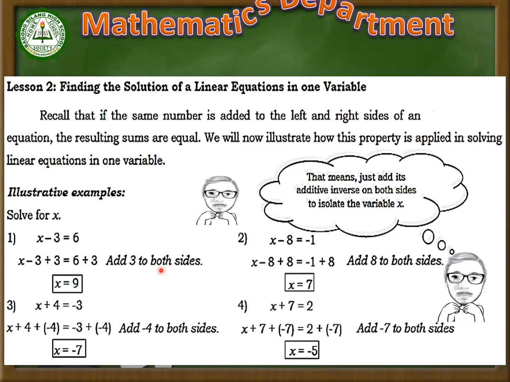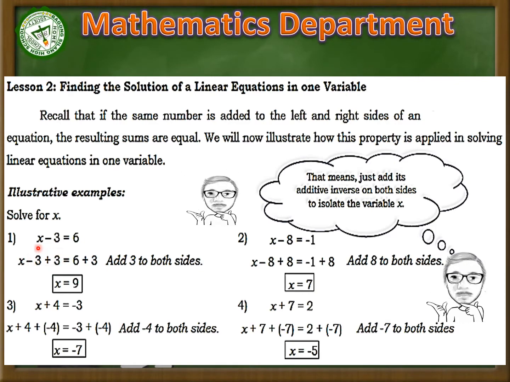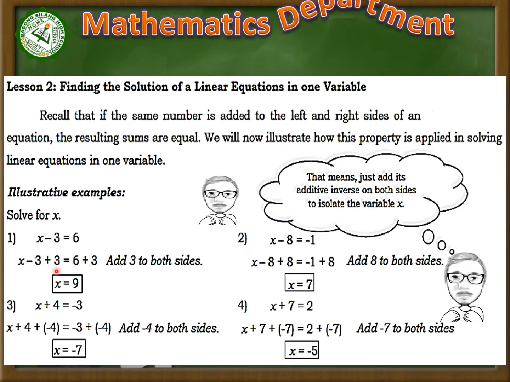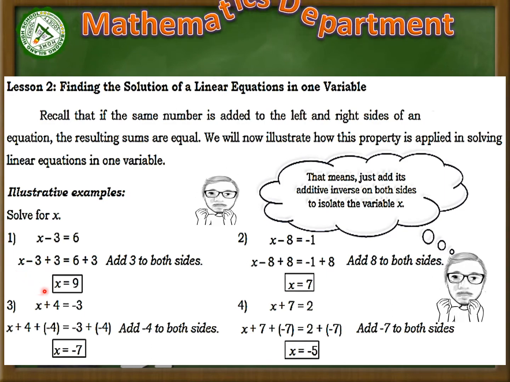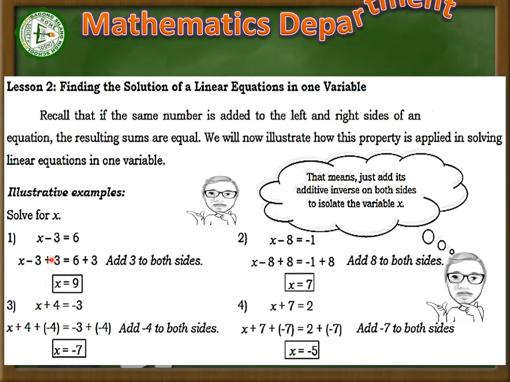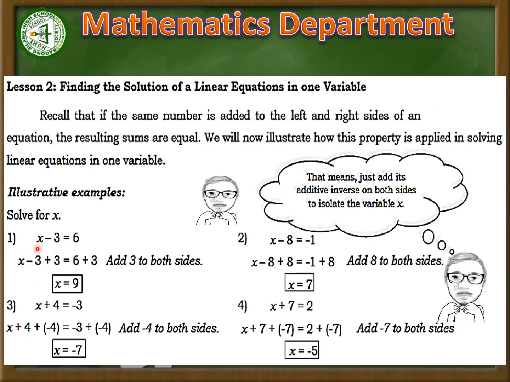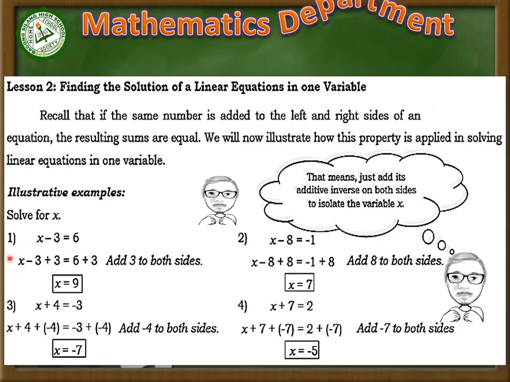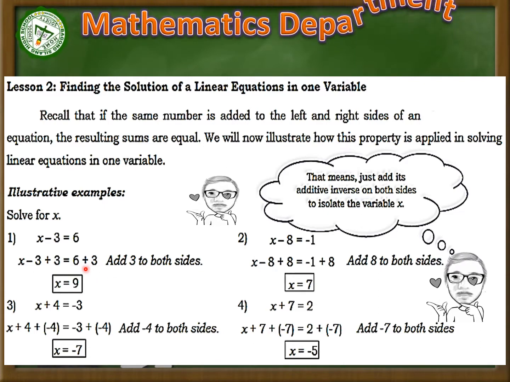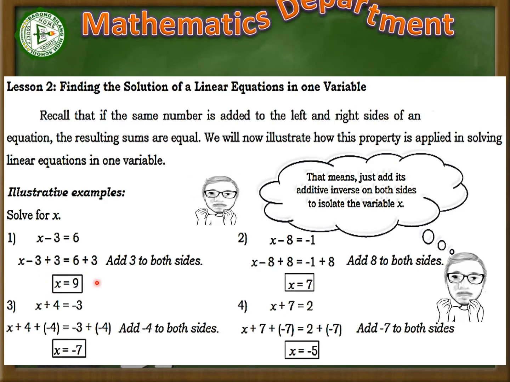Why is it 3? Because we need to eliminate negative 3 on the left side of the equation, so that what remains on the left side will be the variable x. By taking the additive inverse of negative 3, that's positive 3, because negative 3 plus positive 3 is 0. What remains on the left side is the variable x, and on the right side is 6 plus 3 equals 9. So therefore, the value of x equals 9.